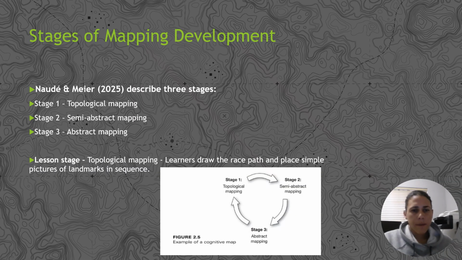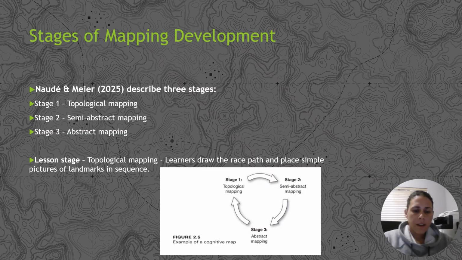The stages of mapping development, according to Nordia and Meyer, are 3 different stages. Stage 1 is topological mapping. This takes place during preschool years, including grade R, where learners can produce maps as well as map places through objects, like drawing pictures. The mapping will only include their immediate environment and things that are familiar to them. An example will also be the building of blocks during free play.